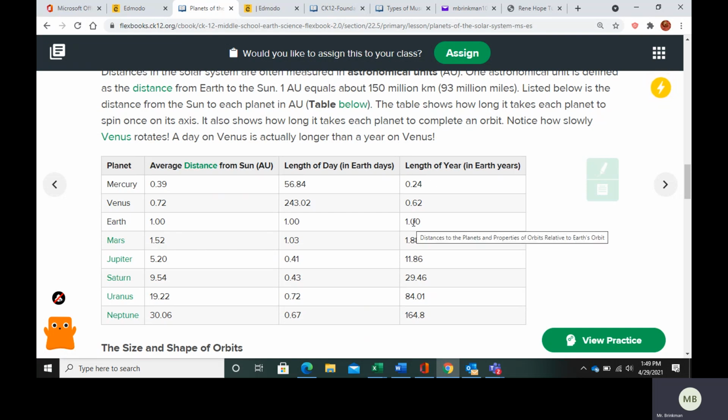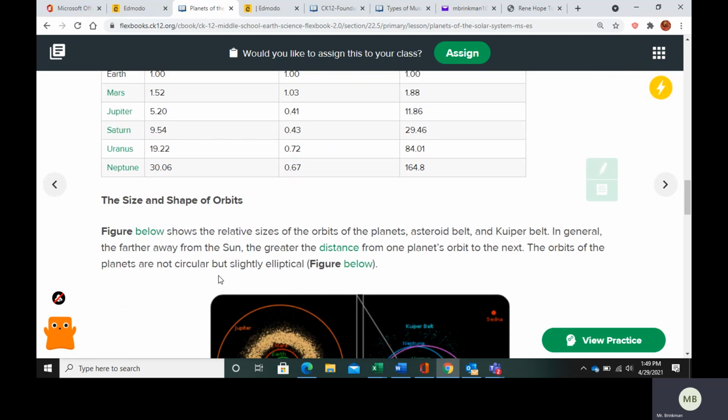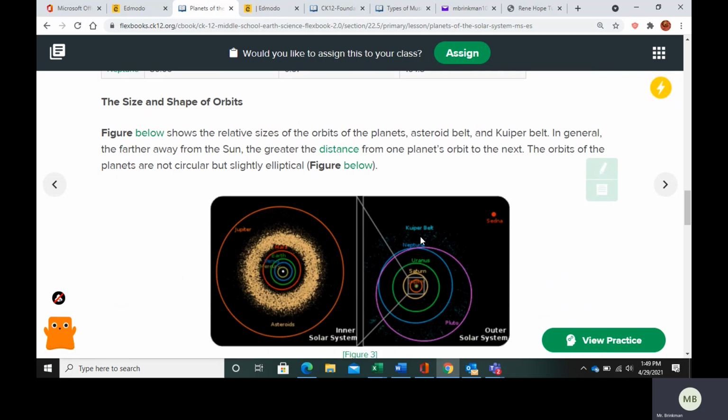So, with Earth being the standard at 1 astronomical unit and 1 day and 1 year, here are the lengths of the years and the days in relation to Earth, and the distance from the Sun in relation to Earth. So here are the relative shapes, relative sizes of the orbits of the planets, asteroid belt and Kuiper belt.